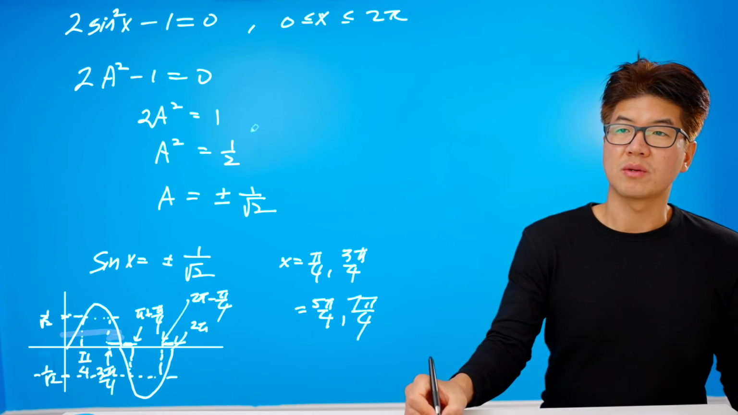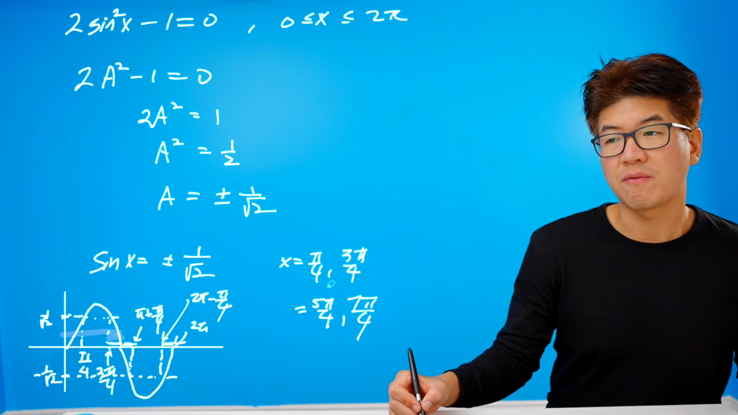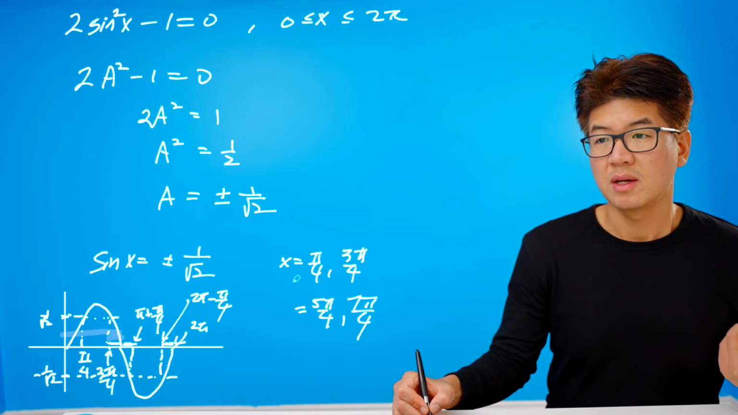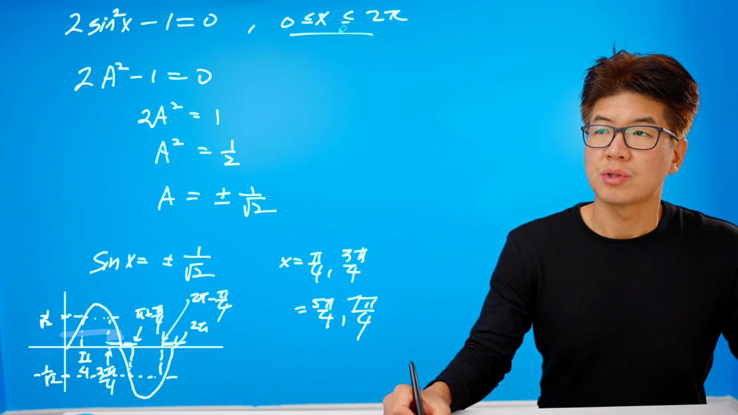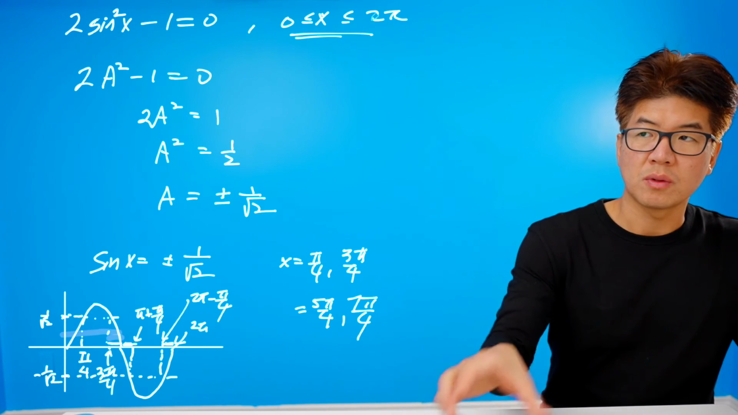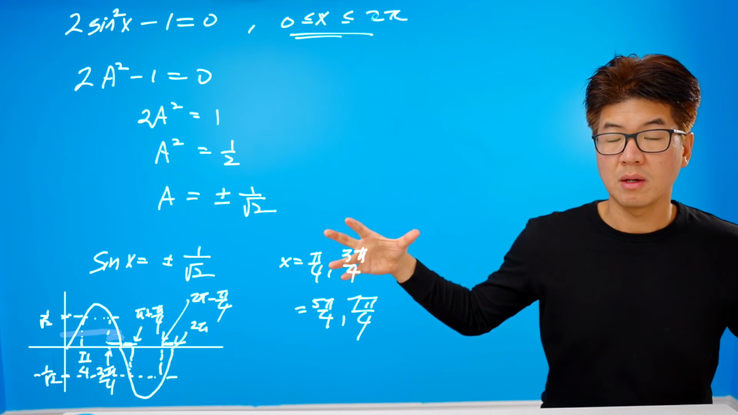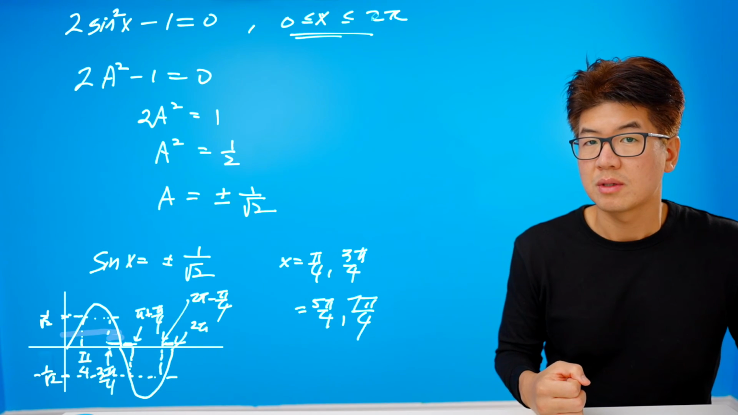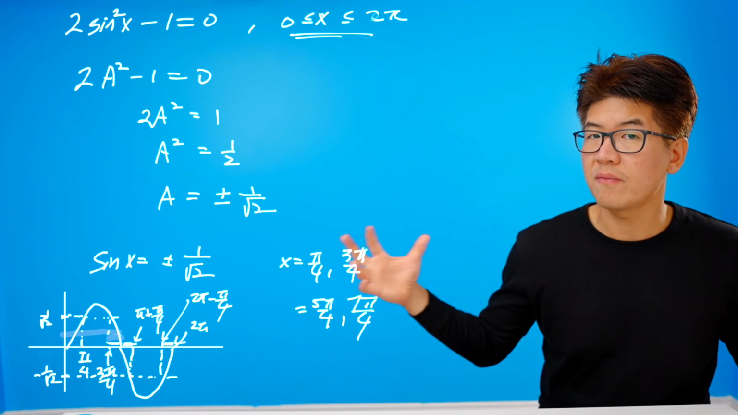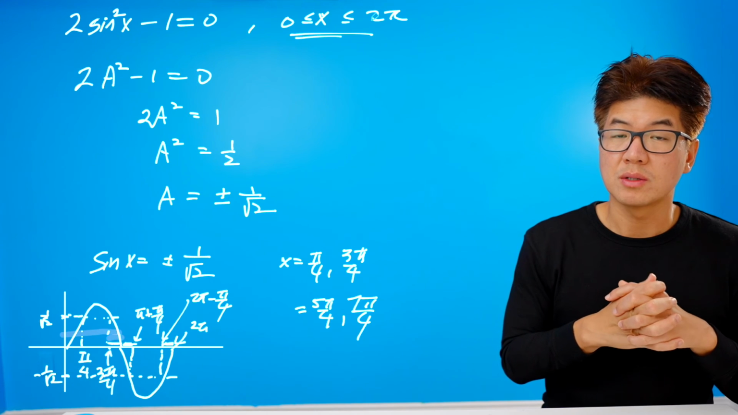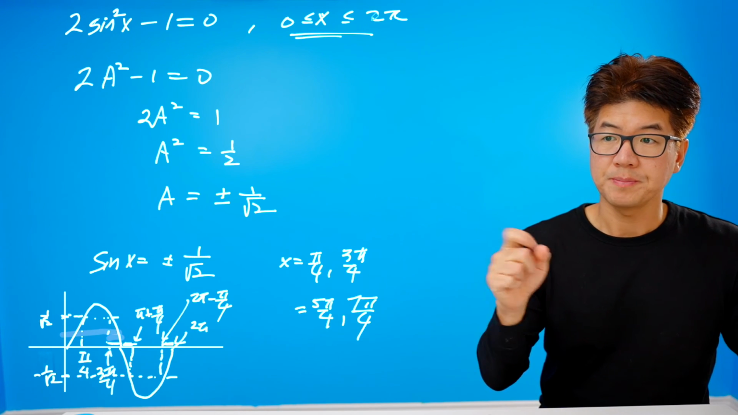Wow, okay, surprising, right? From this simple equation, we get 4 answers. And that's because we restricted the domain from 0 to 2 pi. If the restriction was larger, then we'd get way more answers, or even infinite answers if there was no restriction like that.